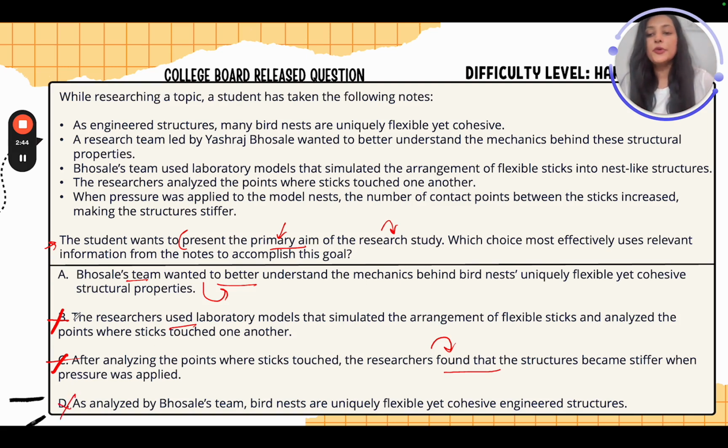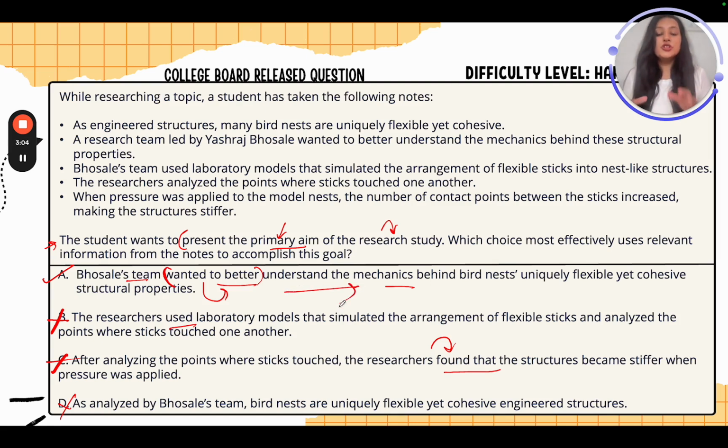Right, so simply put, A is the correct option because it's telling me why they were conducting the study. What was their objective? They wanted to better understand the mechanics behind bird nests' uniquely flexible structure. But the only thing that's important to me is that it's telling me what they wanted to do. They wanted to better understand something, right?